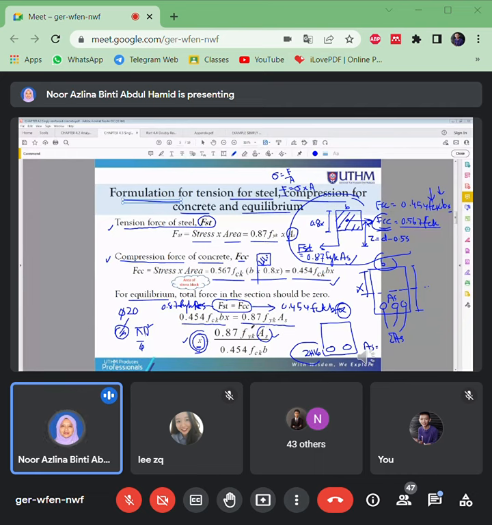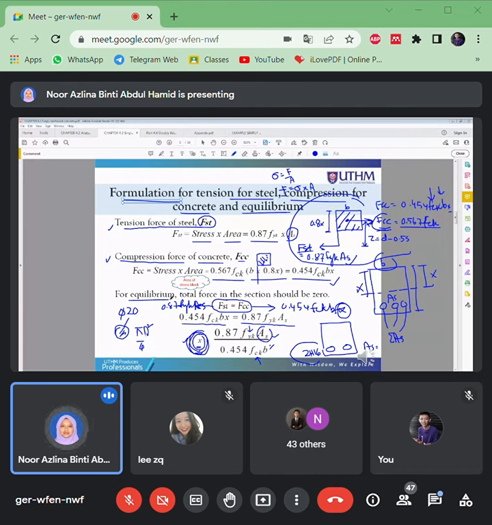Replace in this equation. FYK, you already know the steel, let's say 500. FCK, let's say the grade of the concrete is 30. B, what's the width of the beam section. Then you will know what's the X here. What's the X value, which is X is the neutral axis depth.